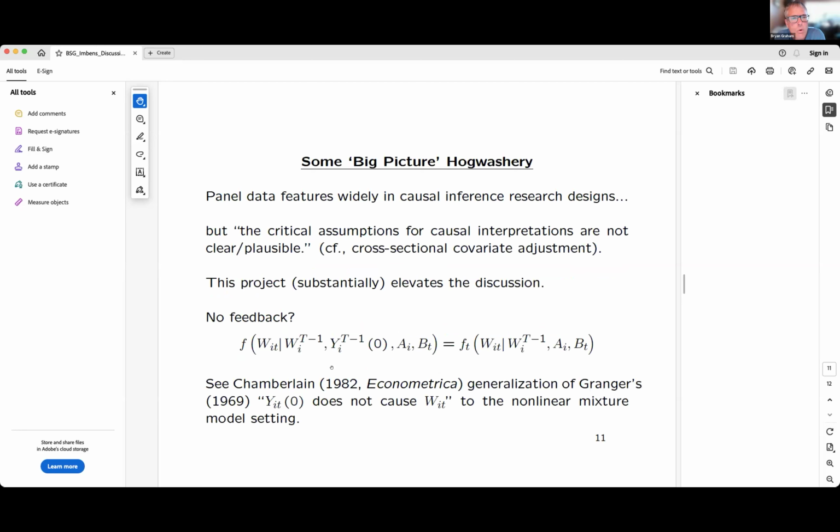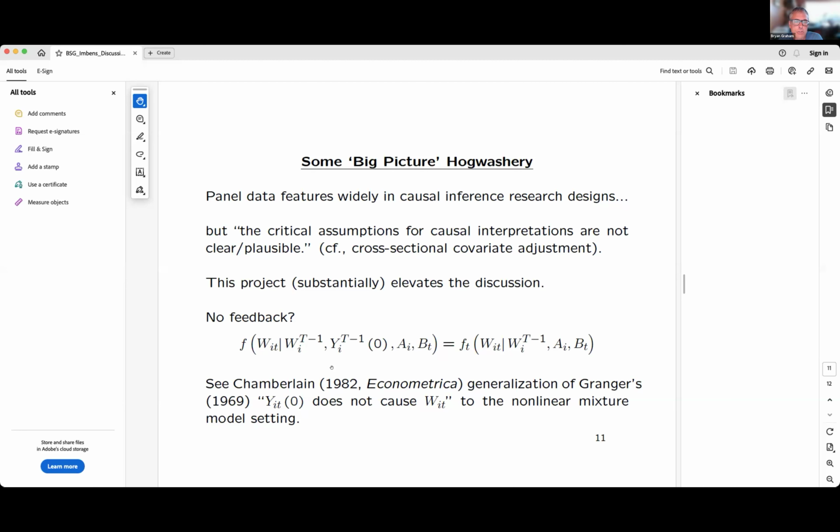Some big picture hogwashery, and this is really mostly just some questions for everyone, really. Not just the authors. There's this uncomfortable fact that, at least in economics, panel data features in almost every applied microeconomic research design that is trying to make causal statements. It's ubiquitous. It's everywhere. But as I'm quoting from the presentation, the critical assumptions for causal interpretations are not clear or plausible.